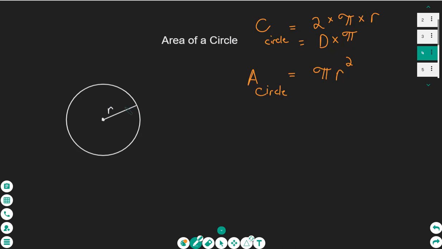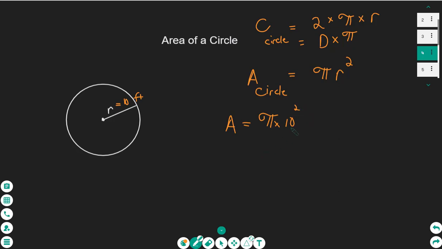Now, if we have this circle, let's say the radius is a 10. All right, 10 feet. Say it's in feet. 10 feet is the radius. How would I find the area of the circle? Again, how many squares could I fit into this circle area? Well, we're going to take our area is equal to pi times the r, which is 10 squared.